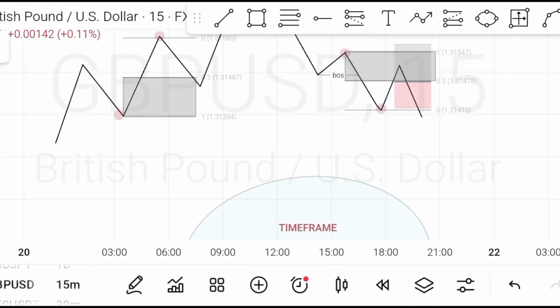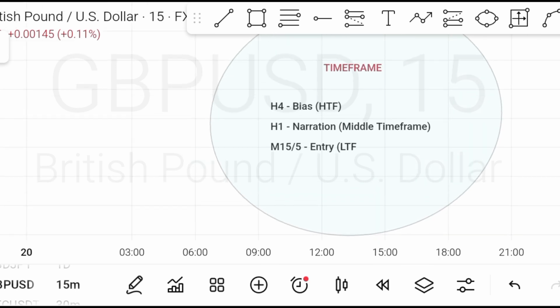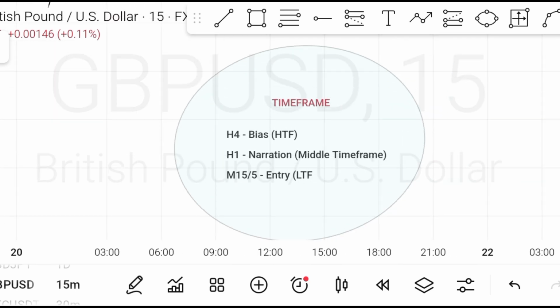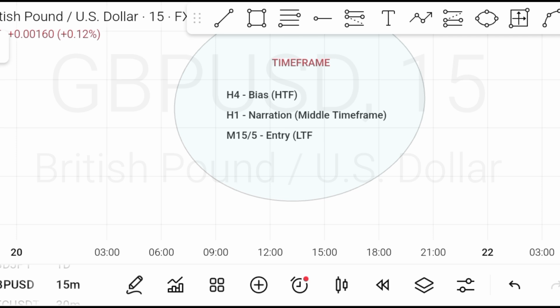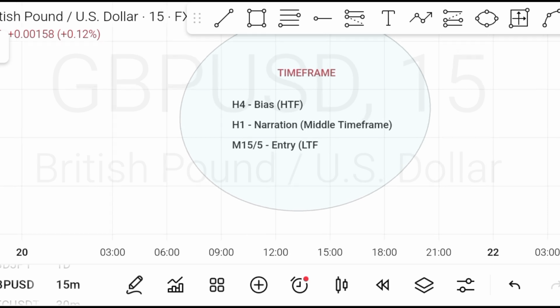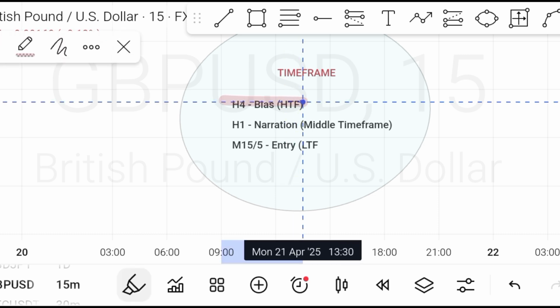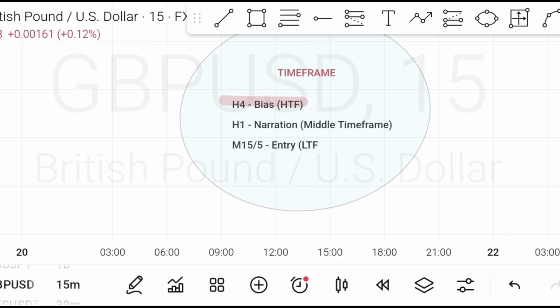Alright, so moving on to the next thing, time frames. This is very, very important if you want to be trading this setup. First of all, you need to have your higher time frame, your middle time frame, and your lower time frame. Your higher time frame is basically giving you the direction of the market, where you should be trading. You don't want to be trading against the trend. If the market is telling you buy, you should be buying. If the market is telling you sell, you should be selling.